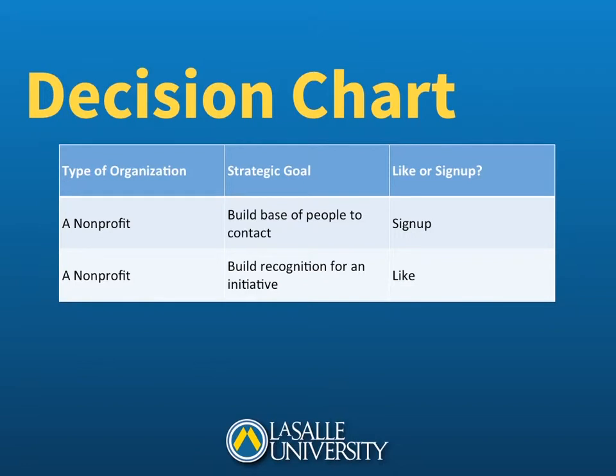Maybe you want that instead on Facebook. Maybe you don't need their information. You want to just have people see that they like this, that they support this initiative. Maybe that's a way to go. So once again, it depends on the strategic goal, not just the type of organization, because we have nonprofits there in both situations, but perhaps we're making a different decision on where we want these people to end up going.